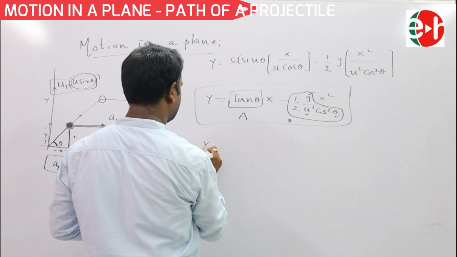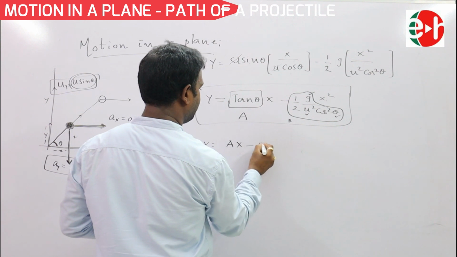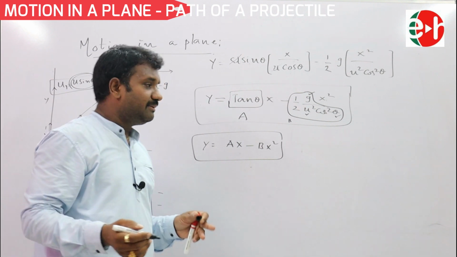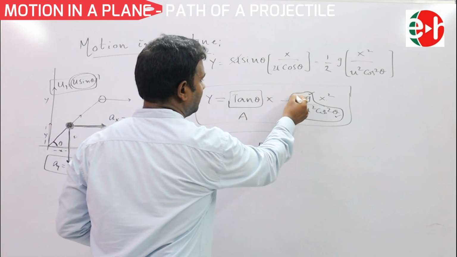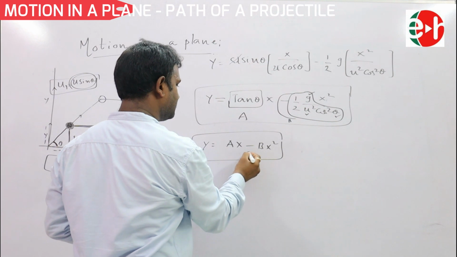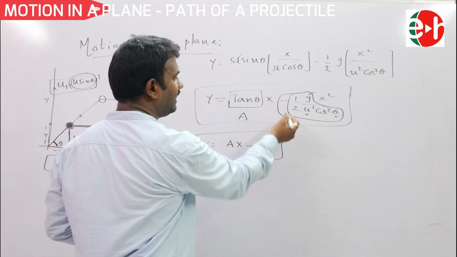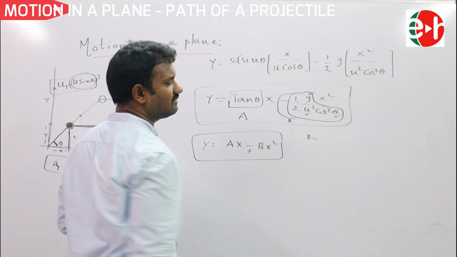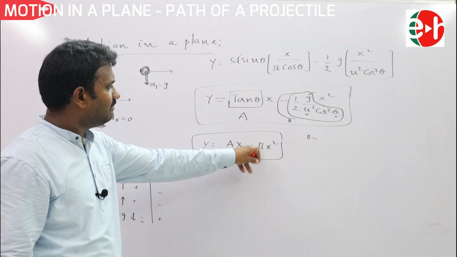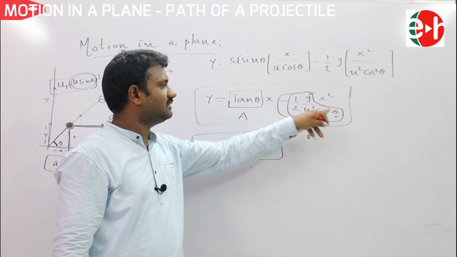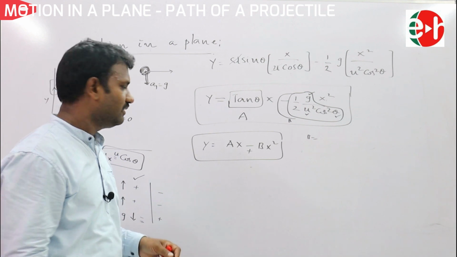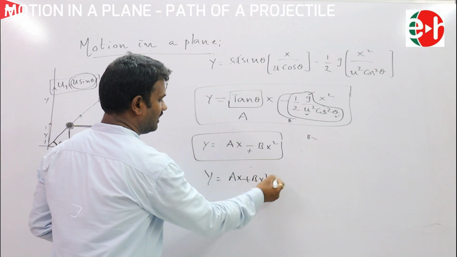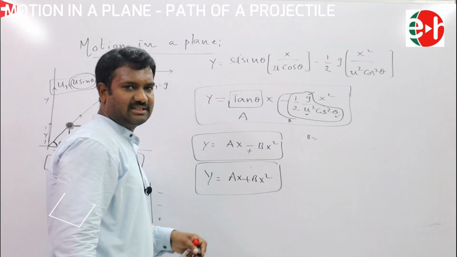Now what is this? y is equal to ax minus bx square. Or some people consider the minus also inside, and then this becomes a plus, where b equals minus half g by u square cos square theta. If I write it like this, then b equals plus half g by u square cos square theta. So both are the same. Even if I write y equal to ax plus bx square or y equal to ax minus bx square, it doesn't matter.